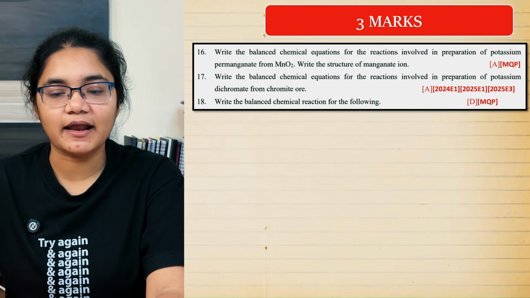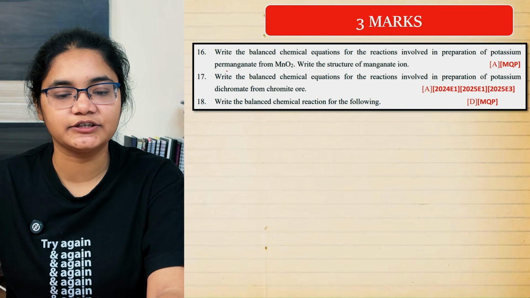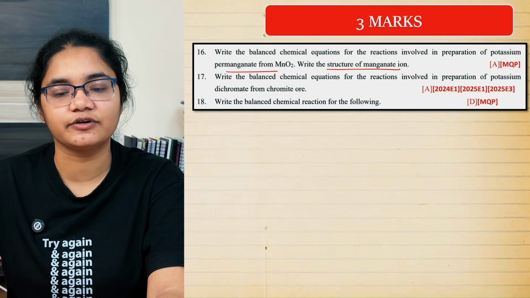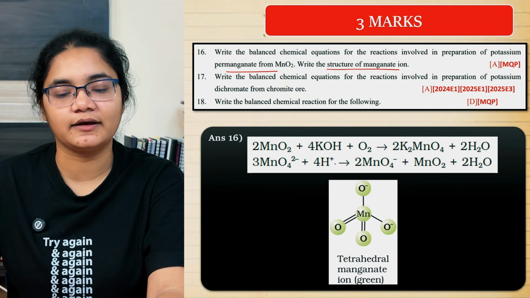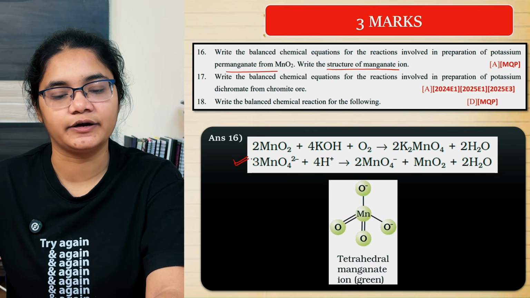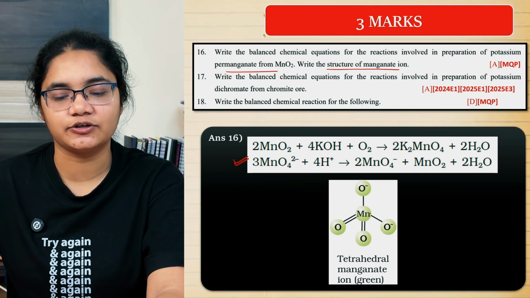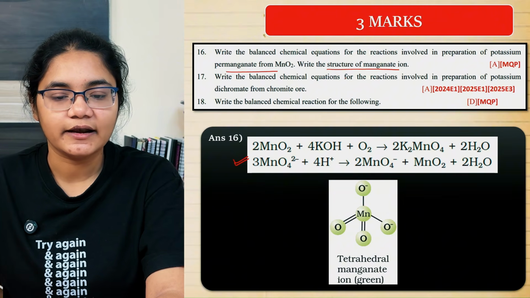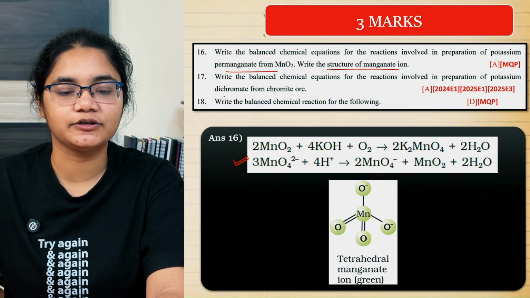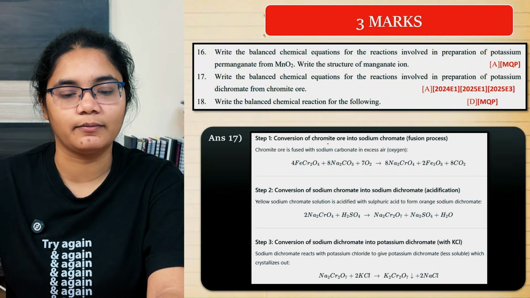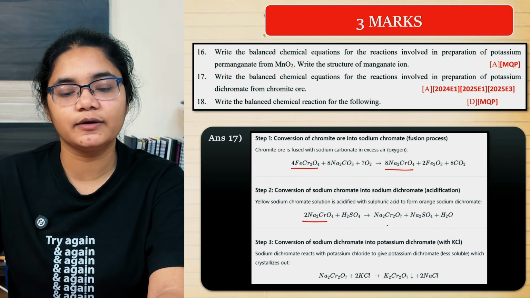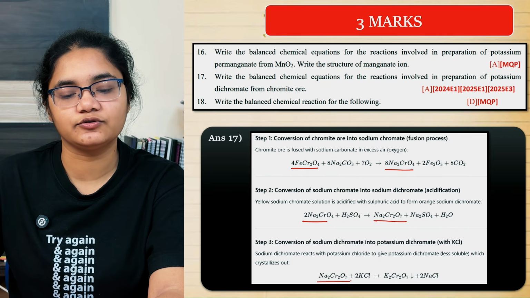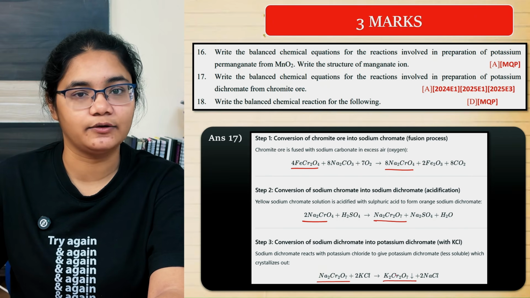Next, write the balanced equation for the preparation of potassium permanganate and write the structure of the manganate ion. We have already discussed the preparation of permanganate, and the manganate structure is MnO4 2-. Next, write the balanced equation for the preparation of potassium dichromate from chromite ore. First, iron chromite is converted to sodium chromate, then to sodium dichromate, then to potassium dichromate.